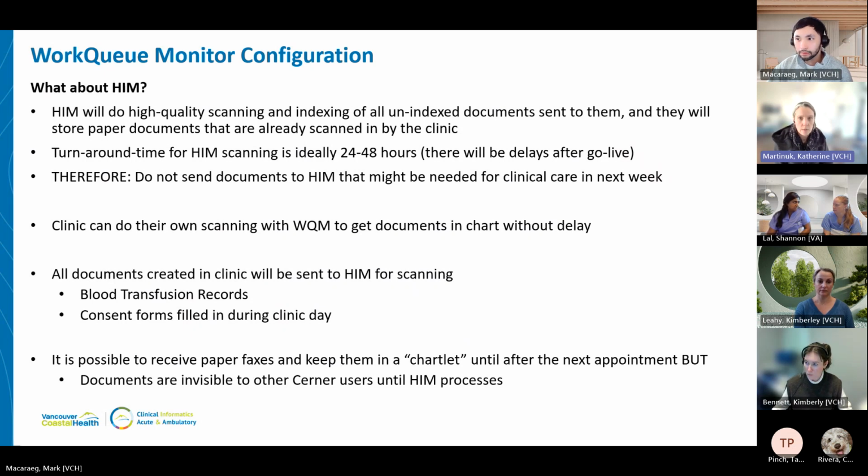So if you have a document that you think might be needed by somebody in the next couple of days, you should not send it to them, because it could be in the bowels of HIM for 3 to 7 days. And so in those instances, you should scan the document yourself by faxing it to your work queue monitor. So an example of something where you can just send it to HIM is a transfusion record. That's fine. You don't need to see those within the next 3 days, but a blood consent, typically we would say you should scan that, because you don't know if someone's going to need to see that in the next day or two. Don't send that to HIM, because you can't access it for a week.